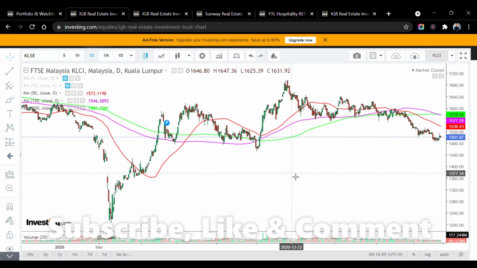Okay guys, today we're gonna go through a few technical analyses for a few stocks. But first things first, we're gonna go through the KLSE price trend. We're gonna look at the KLSE chart, and then we're gonna look at IGB REIT, Sunway REIT, and YTL REIT. So we're gonna look at 3 REITs today. And then finally we're gonna close by looking at Top Glove's price action performance. Alright, so let's go through the KLSE.